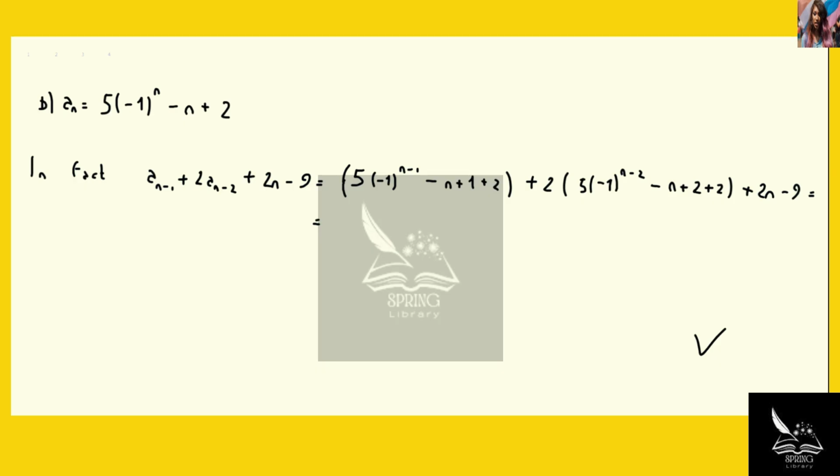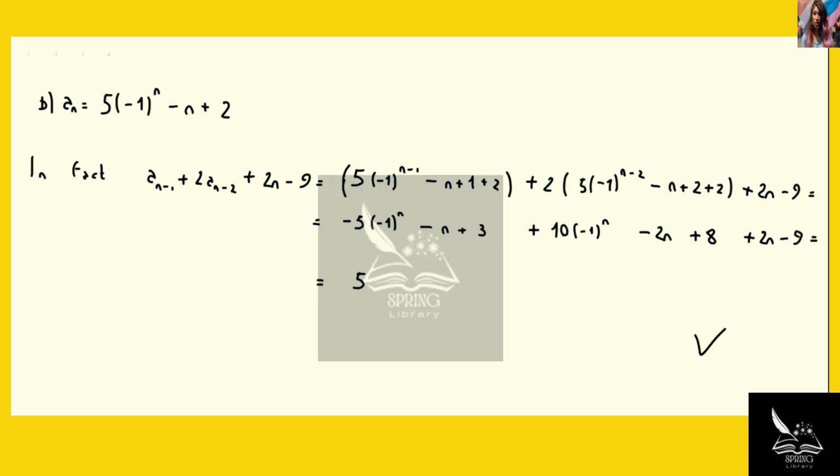Now we compute everything. So (-1)^{n-1} is just (-1)^n with a minus in front. So we just write it like this. And then we have -n + 3. And here we have 2 that multiplies 5, so 10 multiplies (-1)^{n-2}. But multiplying by -1 twice does nothing. So it is the same as (-1)^n. And then we have -2n + 8 + 2n - 9.